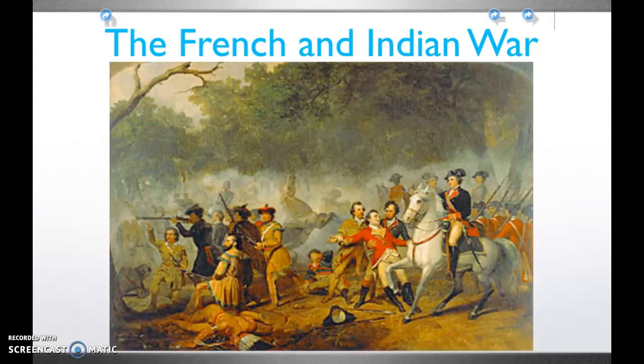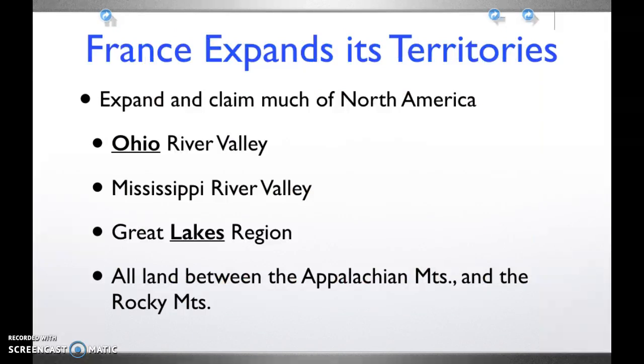All right, guys, we're going to take a quick look at the French and Indian War. Even though its name suggests it is a war between the French and the Native Americans, in reality, it's a war of the French and the British, with Indian allies, Native American allies on both sides. And the cause of this war, of course, is land.